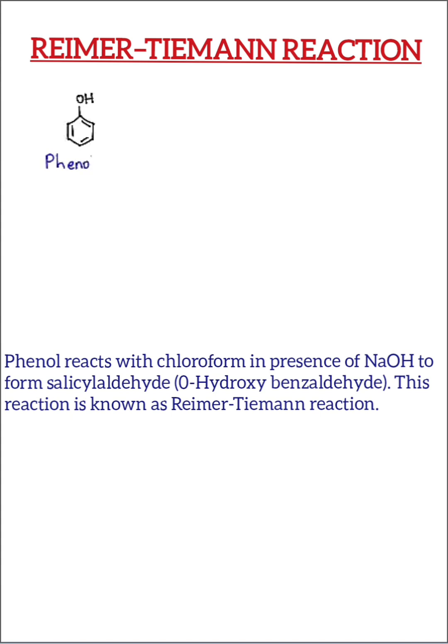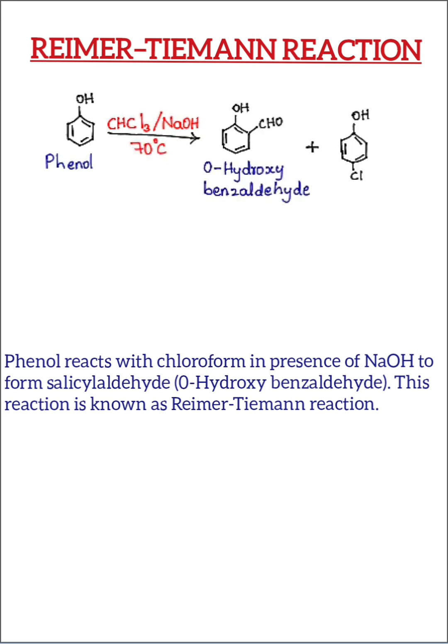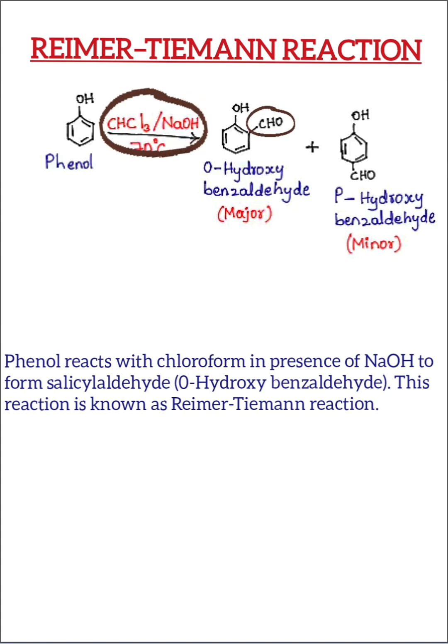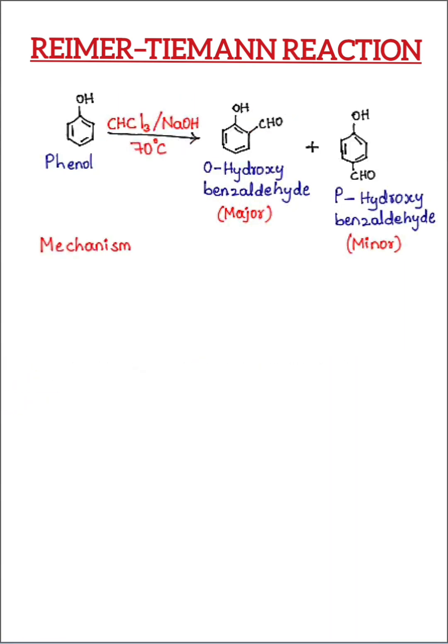Now, let's move on to the topic. The Reimer-Tiemann reaction is a very important chemical property of phenol. In this reaction, phenols react with chloroform in the presence of sodium hydroxide at 70 degrees centigrade, forming orthohydroxybenzaldehyde and parahydroxybenzaldehyde. Orthohydroxybenzaldehyde is the major product and parahydroxybenzaldehyde is the minor product. So here we can see that a CHO group is introduced on the ring because of the action of chloroform and sodium hydroxide. Okay, so let us see the mechanism of this reaction.